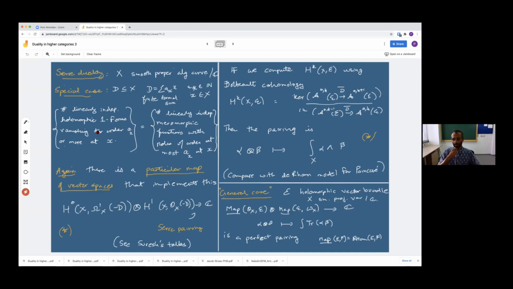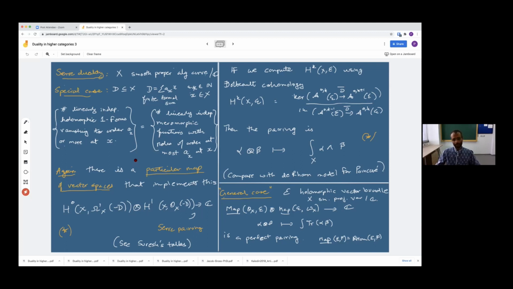And you'd find that the number of these sections is the same as the number of linearly independent meromorphic functions with poles of order at most a_x at each of the points x. Now that's an interesting fact, right? It's not obvious, but it's true of any Riemann surface. It's not obvious unless you know Serre duality or something sophisticated.